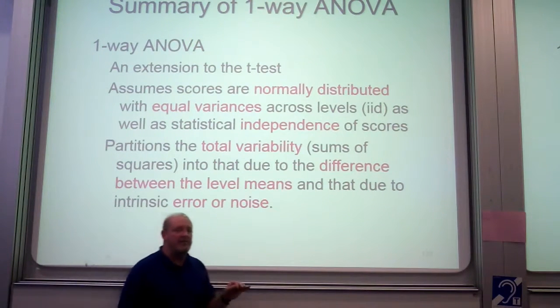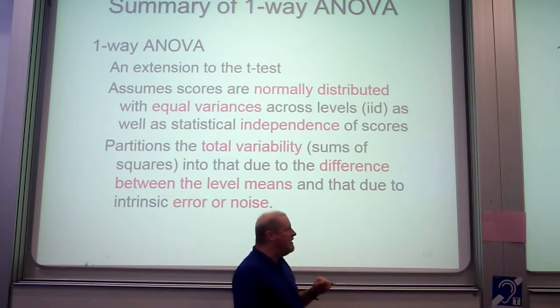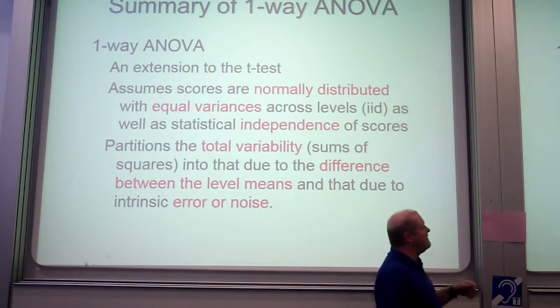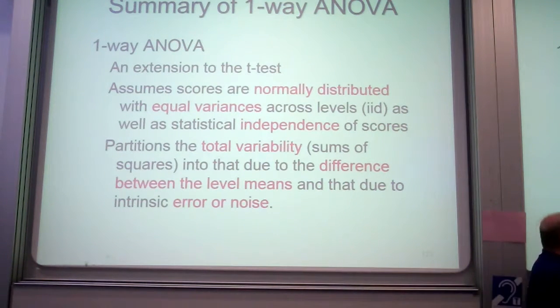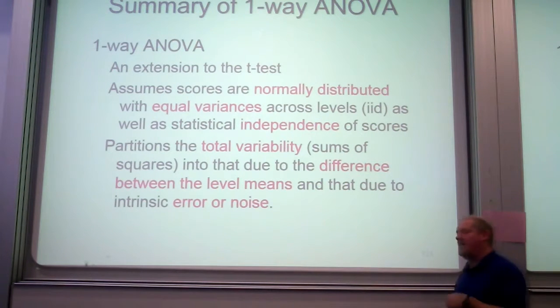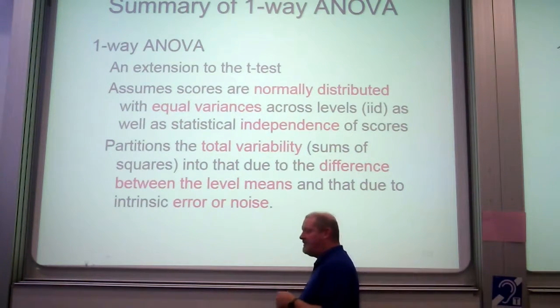For ANOVA to work, for the p-value to be meaningful, we have to assume that the scores are normally distributed with equal variances and independent. So IID, independent and identically distributed.